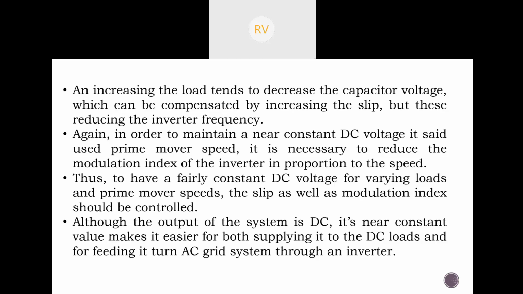Although the output of the system is DC, its near constant value makes it easier for both supplying it to DC loads and for feeding it to an AC grid system through an inverter. Because we are making sure that the DC output we are getting is a nearly constant value, it is easier for us to supply the DC loads as well as feed it to the AC grid system through the inverter. It is easier for us to maintain all these things.